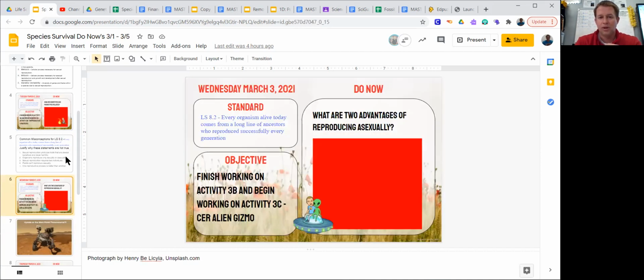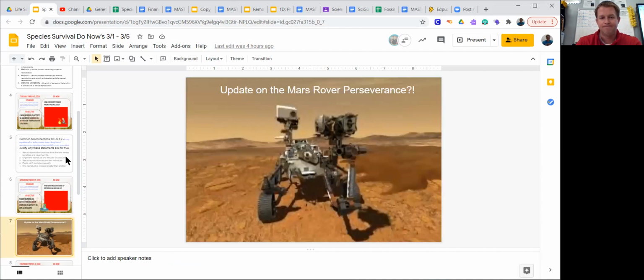On Wednesday, what are 2 advantages of reproducing asexually? So we just went over those on Monday. So you're talking about you pass on traits that you know that work and genes that work because it's a full functioning parent and they're passing on that genetic information to the offspring, and that it happens quickly and you don't have harmful traits being passed on usually.